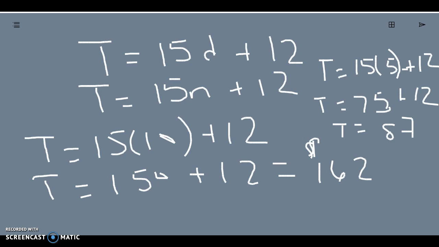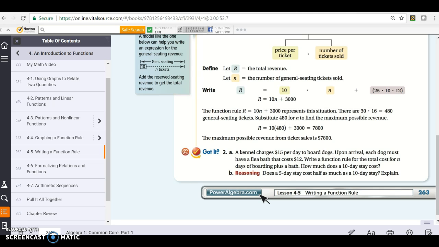Is 87 half of 162? No, it's not. So it's not half as much. So for part B, does a 5-day stay cost half as much? No, it doesn't cost half as much. And it's probably a difference because of the $12 bath. And I hope that this helps.